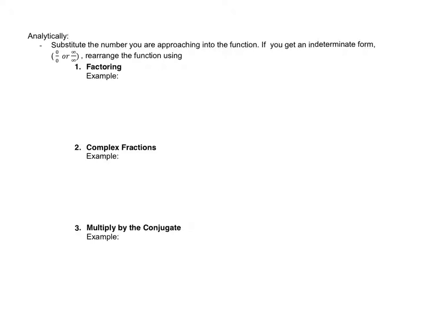Alright, so if we're going to solve limits analytically, then we're going to substitute the number you're approaching into the function, and you should get an answer. If you don't get an answer, you get what's called an indeterminate form, for example 0 over 0 or infinity over infinity. Then you have to rearrange the function so that we don't get an indeterminate form. A couple ways to do that, number 1, is by factoring. So let's do an example.